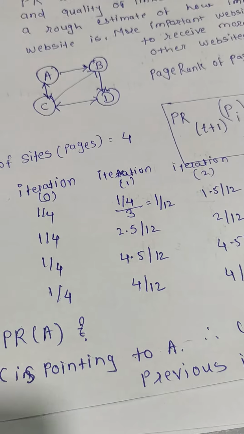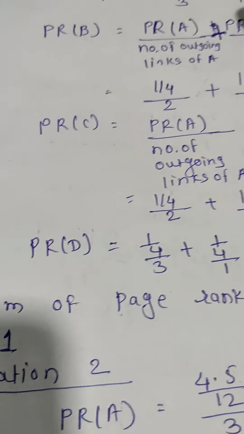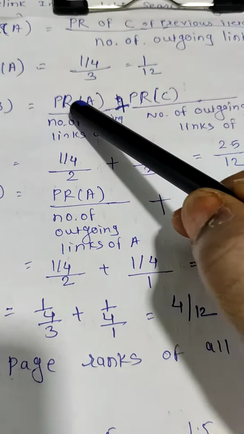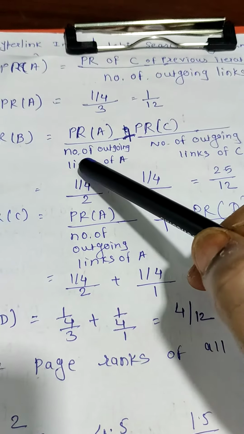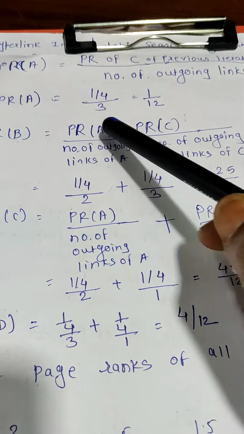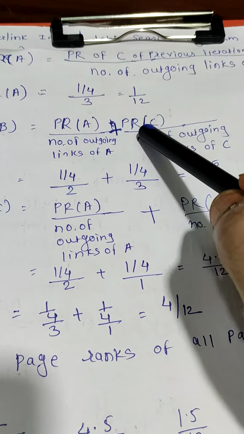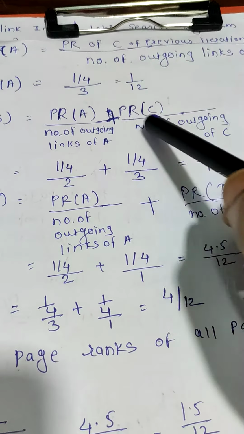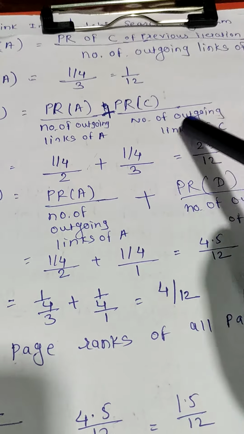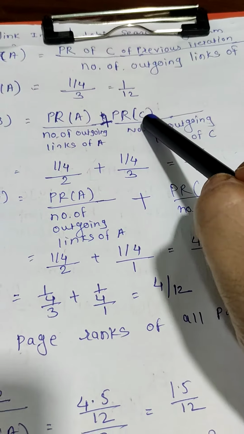So to calculate page rank of B, our formula is page rank of A in the previous iteration divided by number of outgoing links of A, plus page rank of site C in the previous iteration divided by number of outgoing links of C.